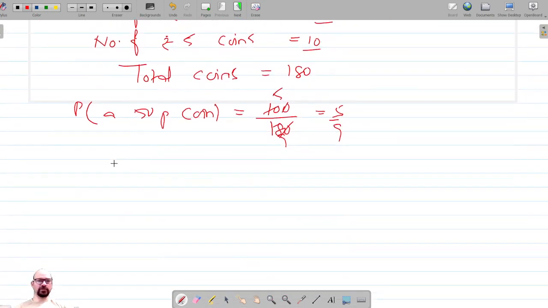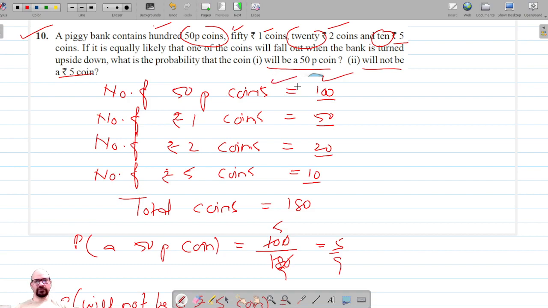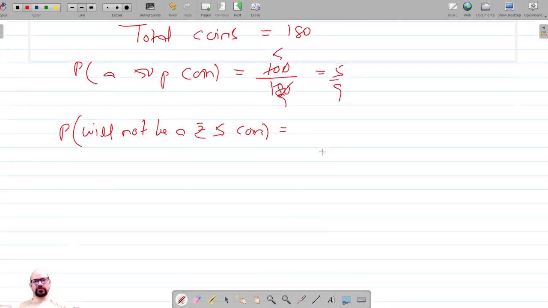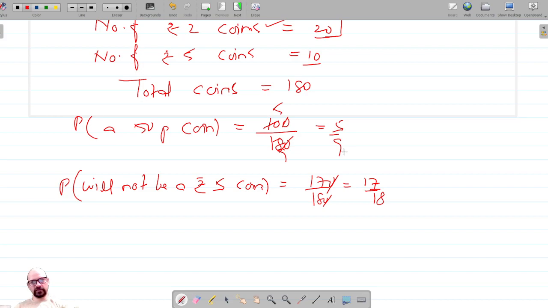Next is, it will not be a rupee 5 coin, so it will not be a rupee 5 coin. So that means that it's either 50 paise, 1 rupee or 2 rupee coins, and that makes up 170. So this is 170 divided by 180, and this is equal to 17 by 18. So our required probabilities are 5 by 9, and 17 by 18. So let's move on to question number 11.